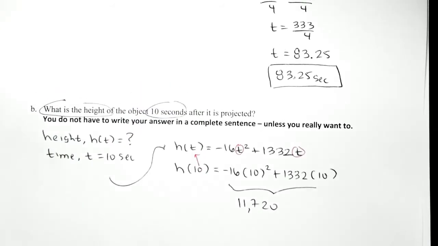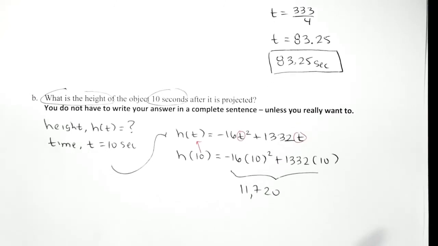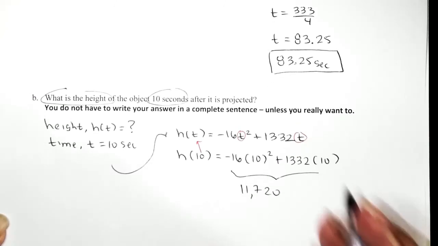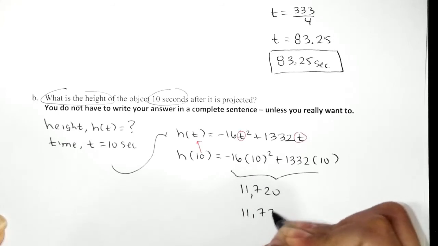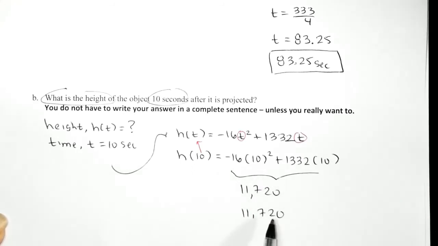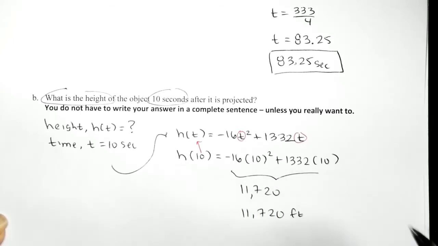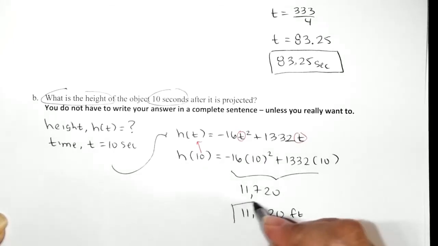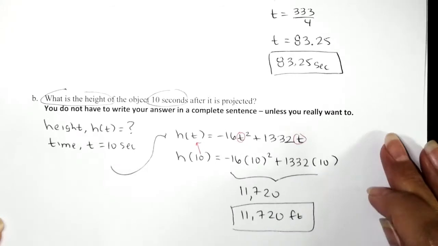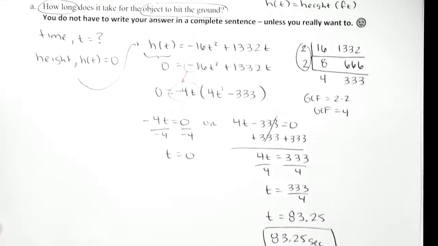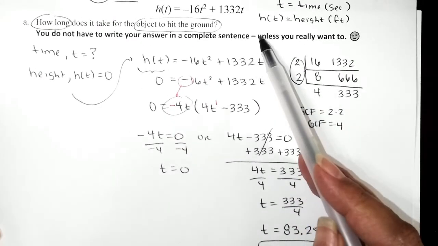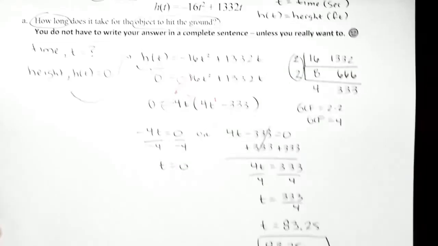We don't have to write the answer in a sentence, but that doesn't exclude us from including the units. The question is, what is the height of the object 10 seconds after it is projected? Well, the height 10 seconds later is 11,720, and the units on height is feet. Why? The problem said feet. Just in case you don't trust me, we had said that h of t represents the height in feet.